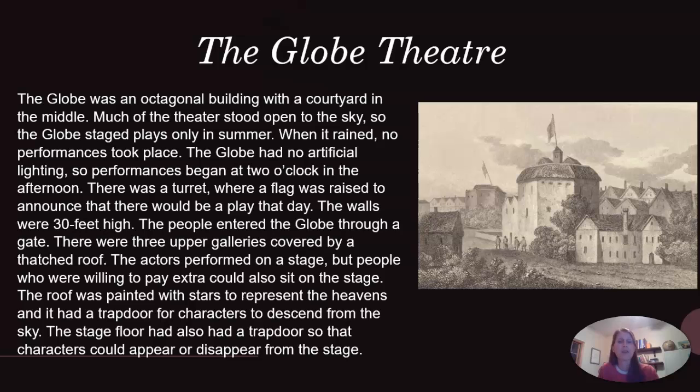The people entered the Globe through a gate. There were 3 upper galleries covered by a thatched roof. The actors performed on a stage, but people who were willing to pay extra could also sit on the stage. The roof was painted with stars to represent the heavens, and it had a trapdoor for characters to descend from the sky. The stage floor also had a trapdoor so that characters could appear or disappear from the stage.